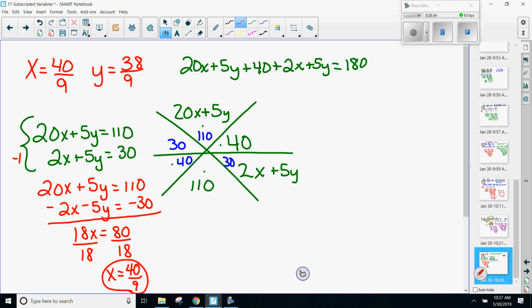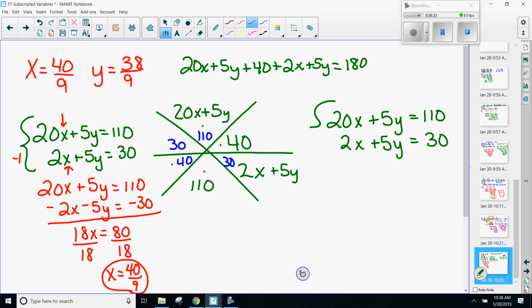Now, it's going to be kind of yucky to put 40/9 in for x into either one of those two equations. What I would prefer to do, you can substitute. By all means, put 40/9 in and work through a fraction equation. But what I would choose to do is take those two equations again, 20x plus 5y equals 110, and 2x plus 5y equals 30, and I would eliminate the x's this time.